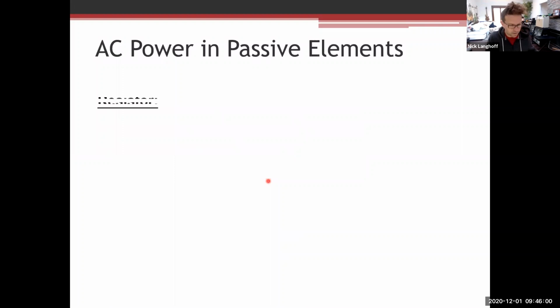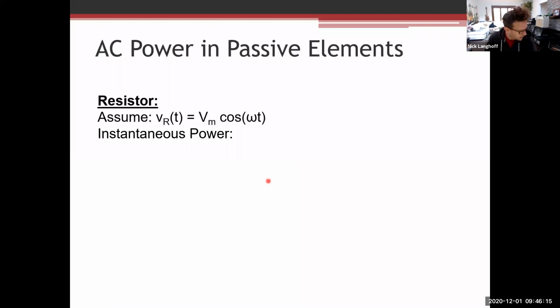Okay, so let's talk about AC power and passive elements. You recall that for a resistor, we can assume the voltage across a resistor, VR of t, is some sinusoid, Vmax times the cosine of omega t. And if we look at the instantaneous power on that resistor, we know that the power on any element is always equal to the current through it times the voltage across it. But you can also write that in terms of the square of the voltage across it divided by, in this case for a resistor, its resistance.